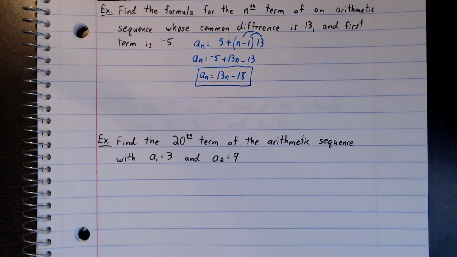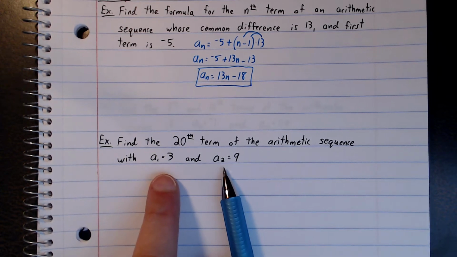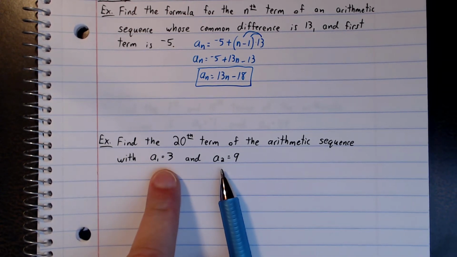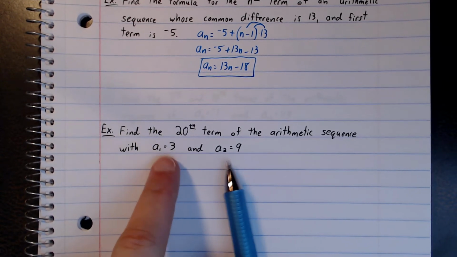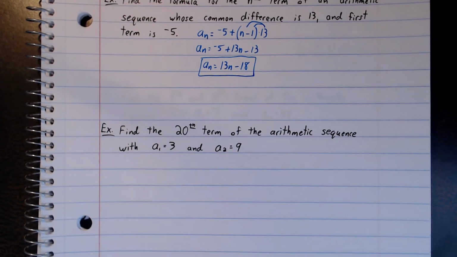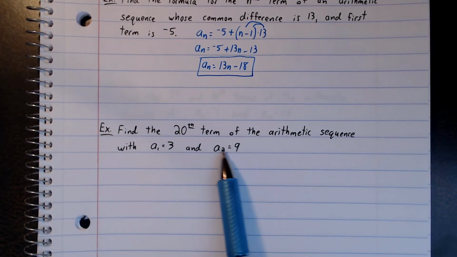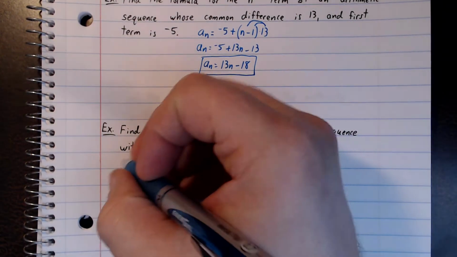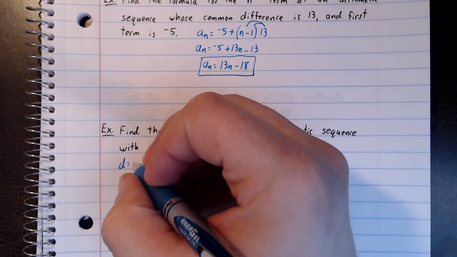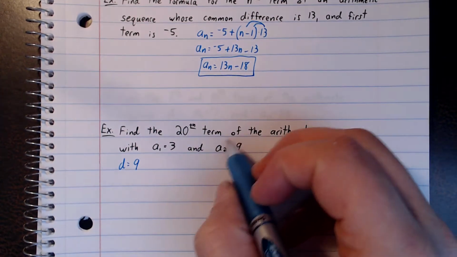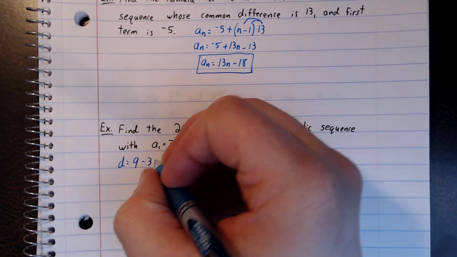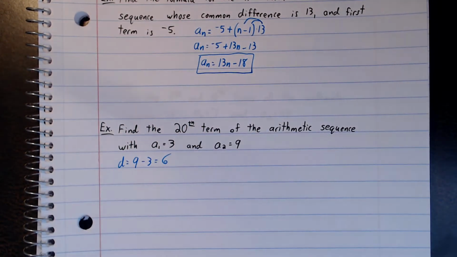They want us to find the 20th term of the arithmetic sequence, but this time they're not giving us a common difference, and they're giving us some points. Actually, they're giving us consecutive points, which is good, because if this is arithmetic and these are two terms in a row, we can find the common difference by subtracting our term minus the previous term. So we found a common difference of 6.